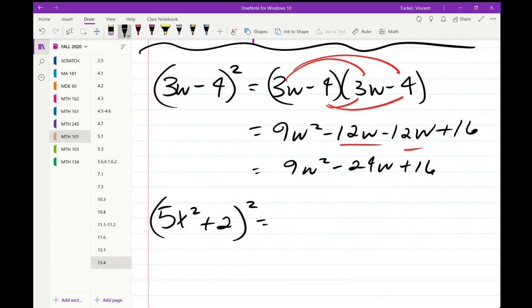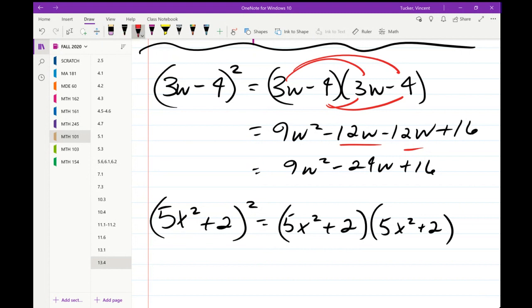All right. Same thing for the last one. 5x squared plus 2 squared is going to be 5x squared plus 2 times 5x squared plus 2. Do your distribution and be careful with your exponents.